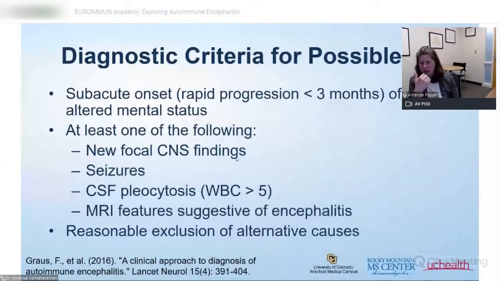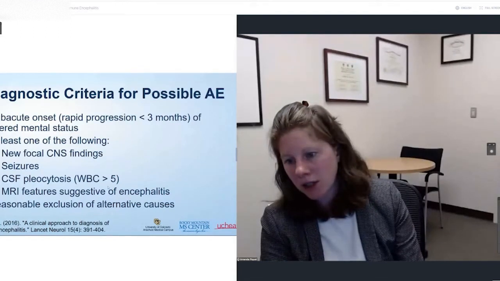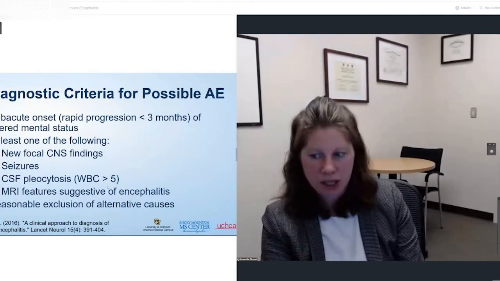So you need to have either a new focal neurologic deficit, new onset seizures, again, not in the setting of an underlying seizure disorder, inflammatory CSF, and again, that's defined as greater than 5 white blood cells, or an MRI that suggests features of encephalitis. And then to meet these full diagnostic criteria, you must have reasonable exclusion of alternative causes. For example, ruling out infectious etiologies as a cause of encephalitis, such as HSV.